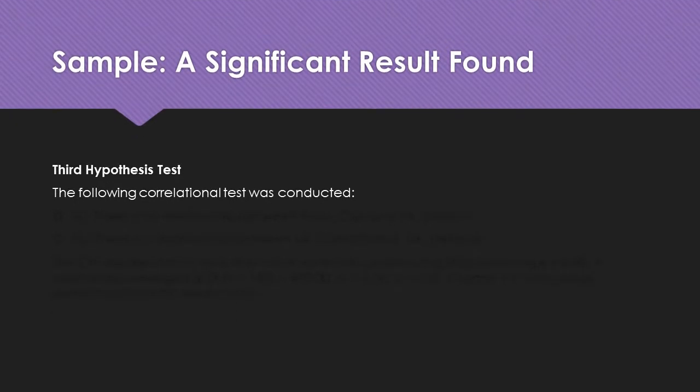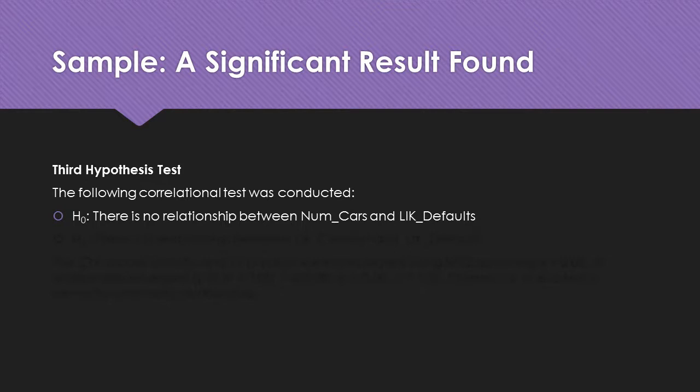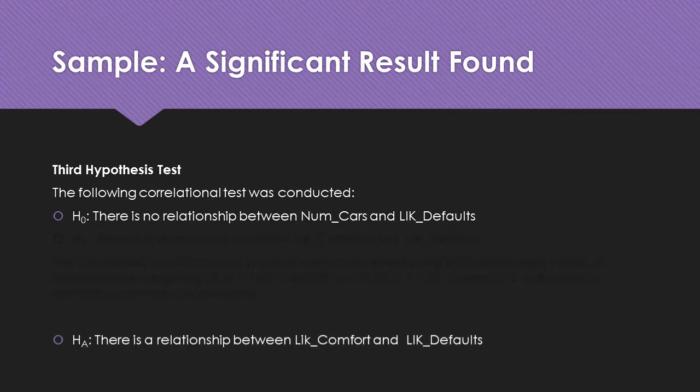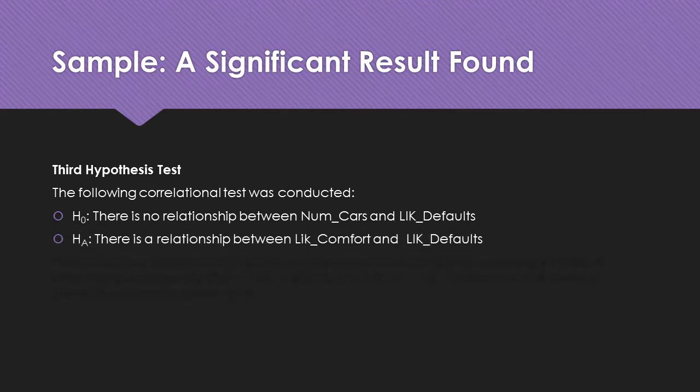For the third hypothesis test, we used a null hypothesis that stated there is no relationship between the number of car payments monthly and the comfort level of participants with their current financial status. For an alternative hypothesis, we stated there is a relationship between the comfort level of participants and their financial status and the number of payments in default.